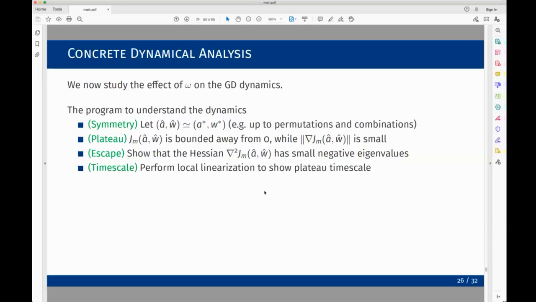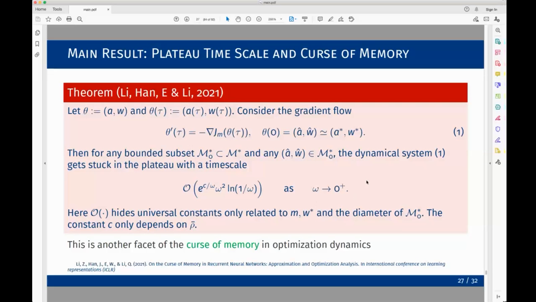And furthermore, by calculating the eigenvalues of the Hessian matrix, we can estimate how long it takes for the optimization dynamics to escape this kind of plateau region, by performing a local linearization analysis to obtain the plateau time scale. So this is the overall idea for the analysis of the optimization dynamics. And our main result is as follows.